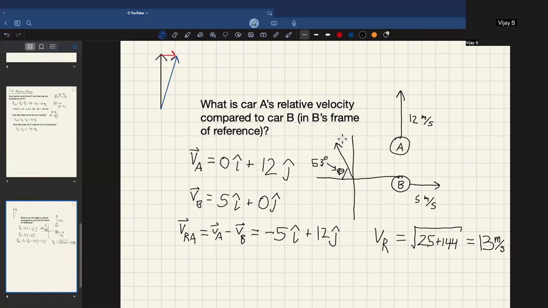So 12 again is the vertical, the opposite of this angle. 5 is the adjacent. Arctangent of 12 over 5 should give you 53 if I'm doing my math correctly in my head. So there's a couple of examples. What I invite you to do would maybe be to check what B's velocity is relative to car A. What you should find is that it would just be the complete opposite of what we just got. So it should still be 13, but it should be 53 degrees south of east.